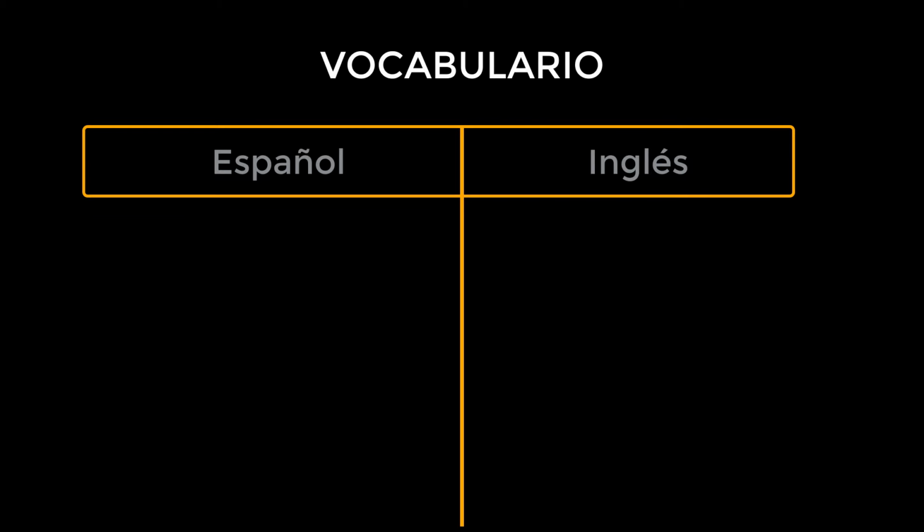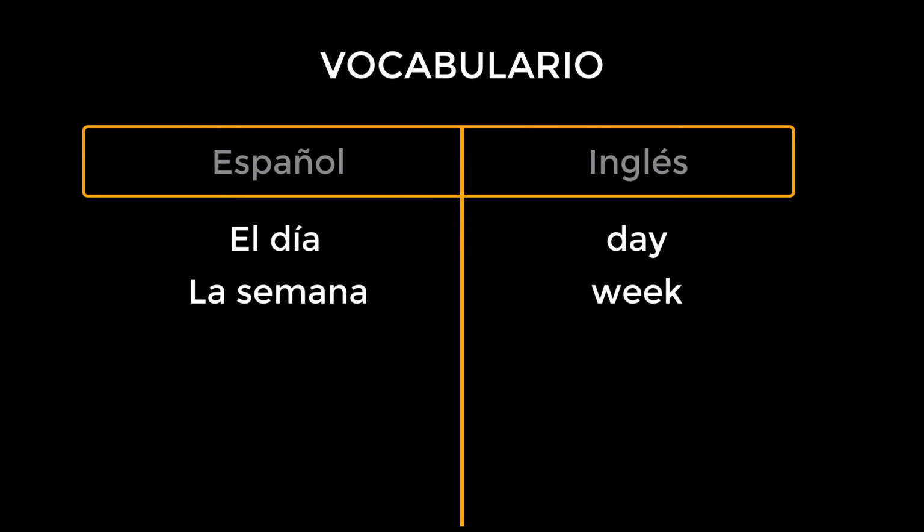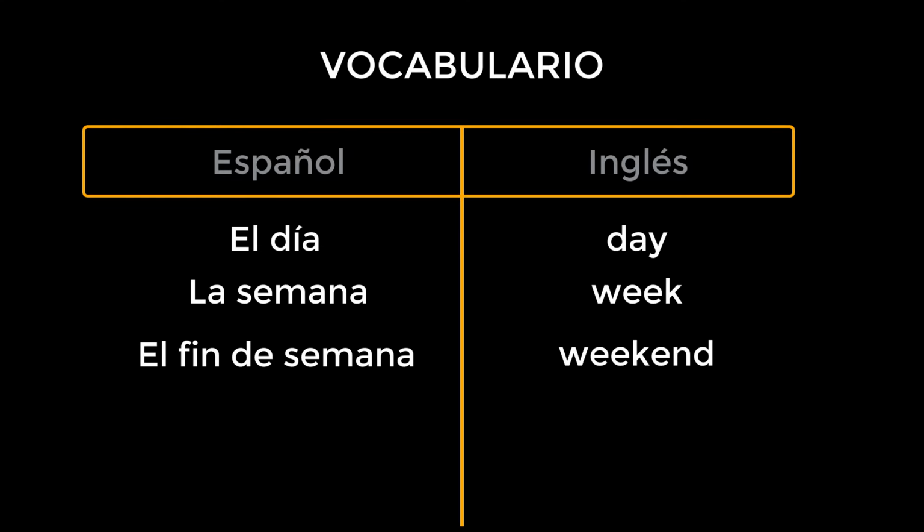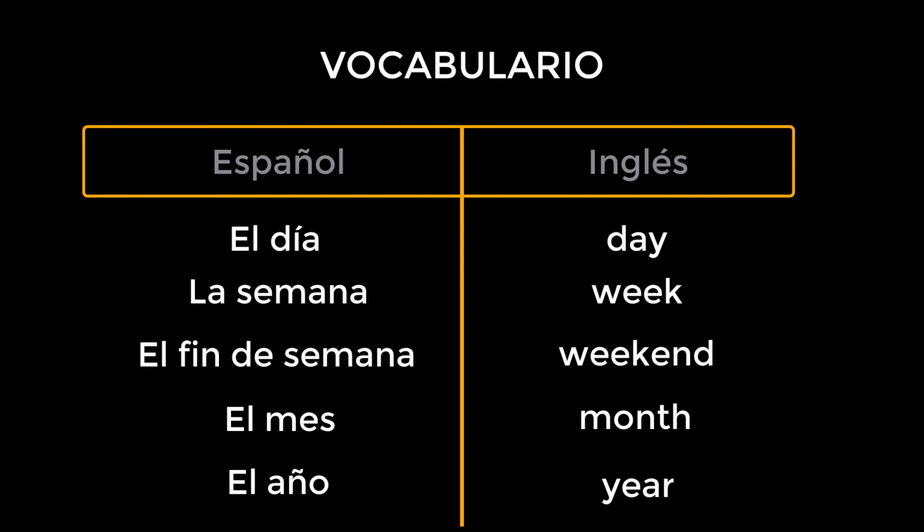So here's everything you need to know about the Spanish calendar. Here are your first vocabulary words. Día. Although día ends with an a, it's masculine. El día. La semana. El fin de semana. El mes. El año.